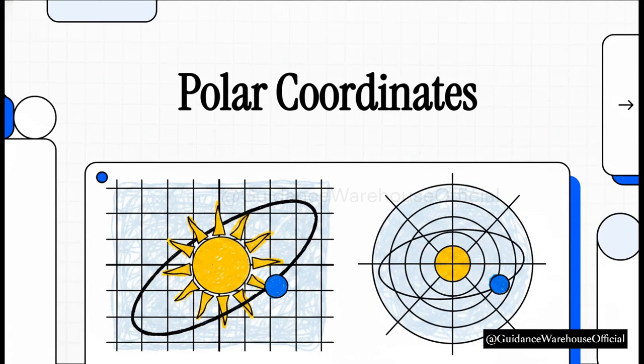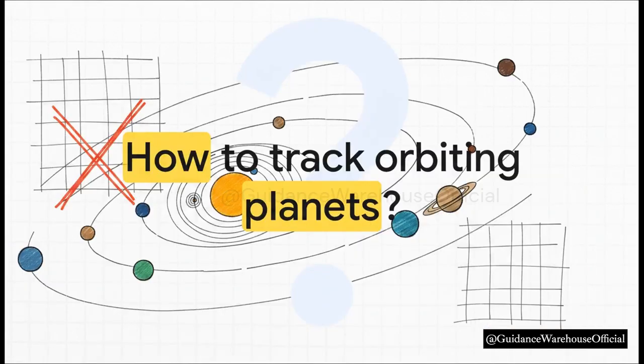Imagine trying to track a planet orbiting the sun using your standard XY grid. I'll tell you right now, your math is going to get miserably complicated. Forget the grid. We need something better to map the geometry of the universe. Think about it. Planets are in constant motion, right?